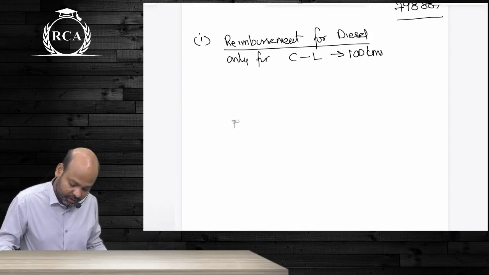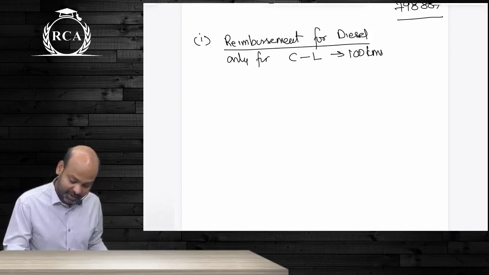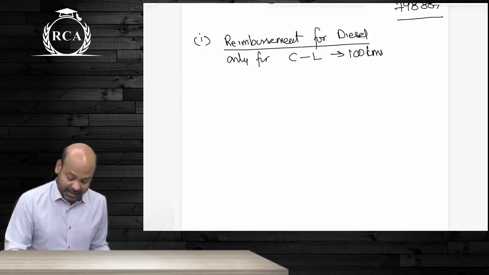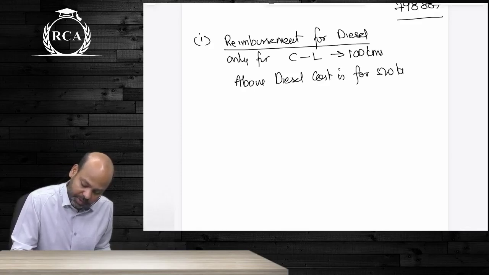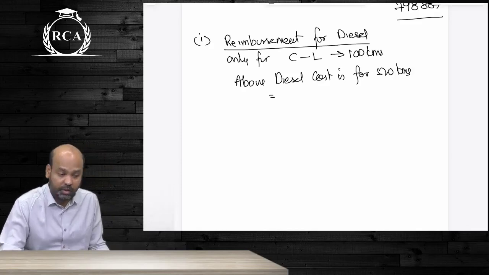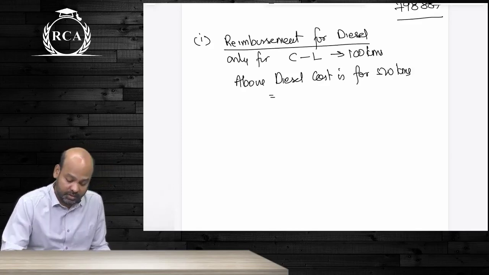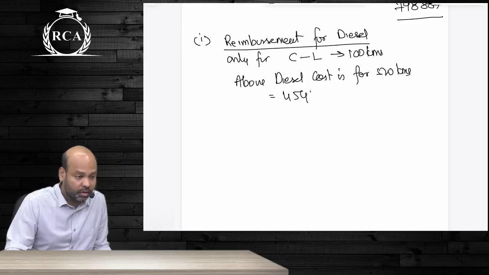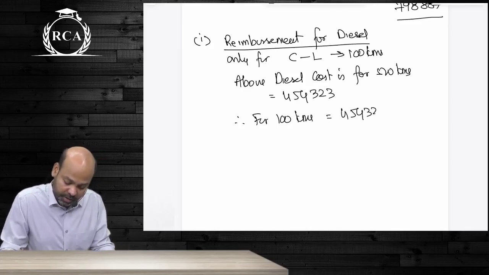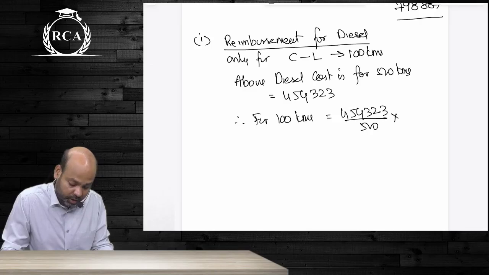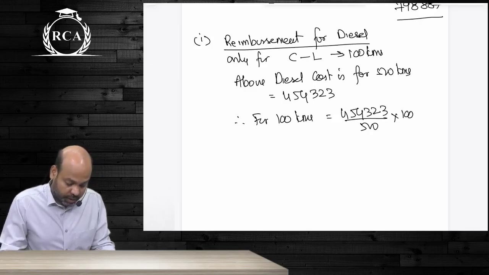Can you add all the cost? Yes, guys. The above diesel cost is for how many kilometers? It's for 500 kilometers. Total बोलो पूरे 5 महीनों का मिला के 4 महीनों का. 4 lakh 54. Therefore, guys, for 100 kilometers, that is 4 lakh 54,323 divided by 500 into 100. 90,000 हो गया बेटा. रीइंबर्समेंट भी आ गया.